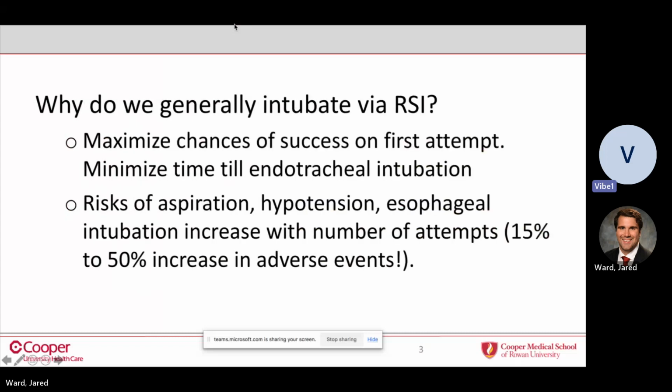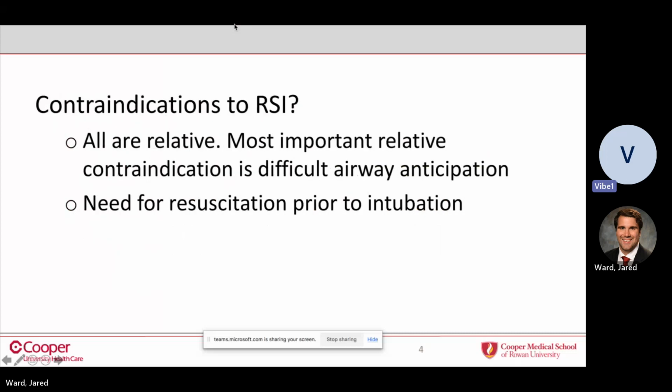So we generally do rapid sequence because we want to maximize our chances of first pass attempts and minimize the time to intubation. There are always risks with any intubation. They're mainly aspiration, hypotension, and esophageal intubation, right? And the number of times that we have to go back in, the number of failed attempts we have, each one of those comes with a higher risk of complications. So RSI is generally recommended in most settings because it's going to give you the best chance of first pass success, right? Contraindications to RSI are all relative.